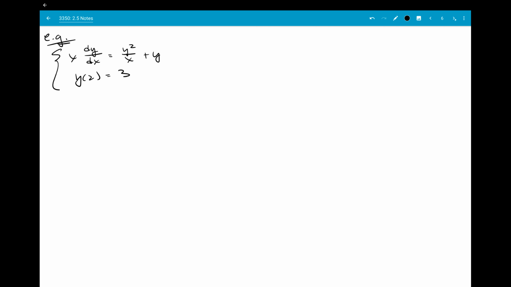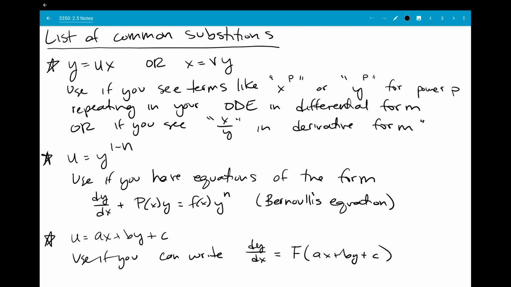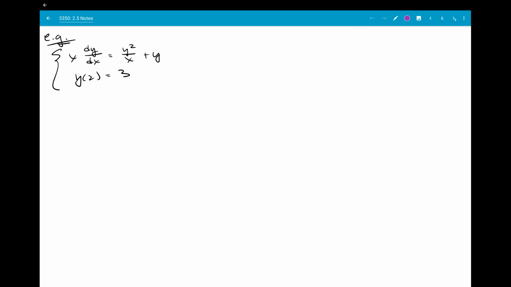And so if we go back to when I told you how to spot these different types of substitution, we talked about using powers. That was what we did in our last example. Or if we see something in the derivative form using dy/dx, then we look for terms like x over y. This differential equation isn't written like an exact equation. It's written using dy/dx. And we do see, to start, there is a y over x.